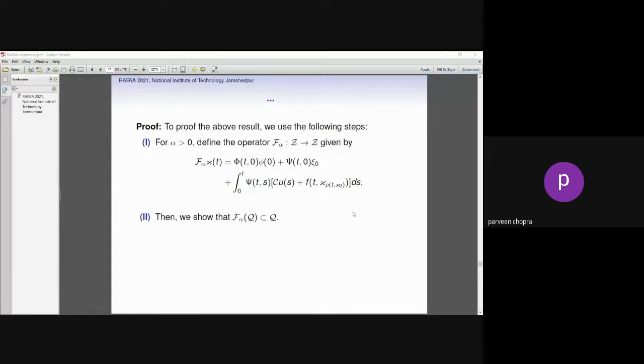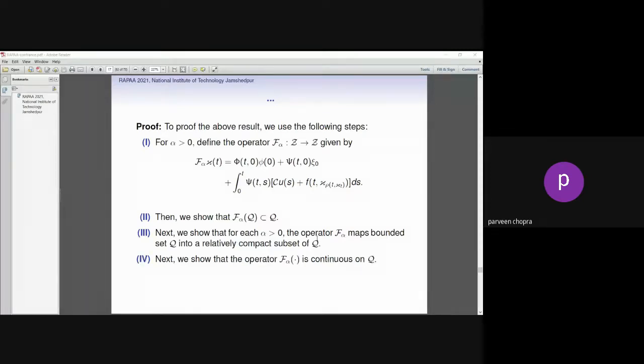In the second step, we show that this map is a self-map, which means F alpha Q is a subset of Q. Next, in the third step, we show that for each alpha, the operator F alpha maps the bounded set Q into a relatively compact subset of Q. In the fourth step, we show that F alpha is a continuous map. Then, by using the fixed point theorem, we say that the system has a fixed point, and this fixed point is the solution of our system.